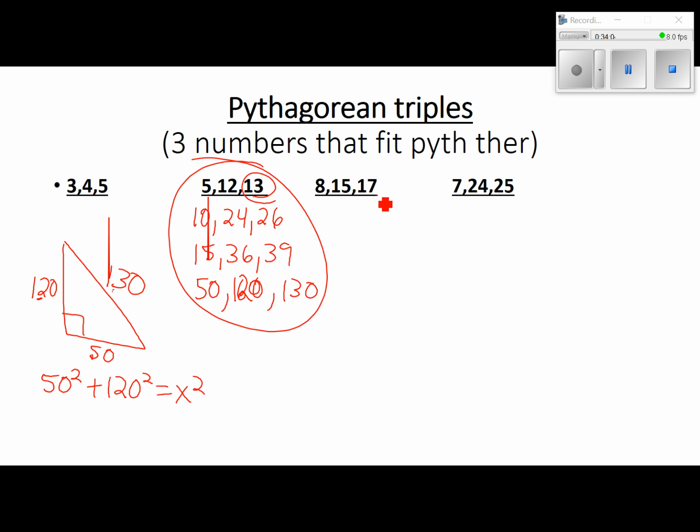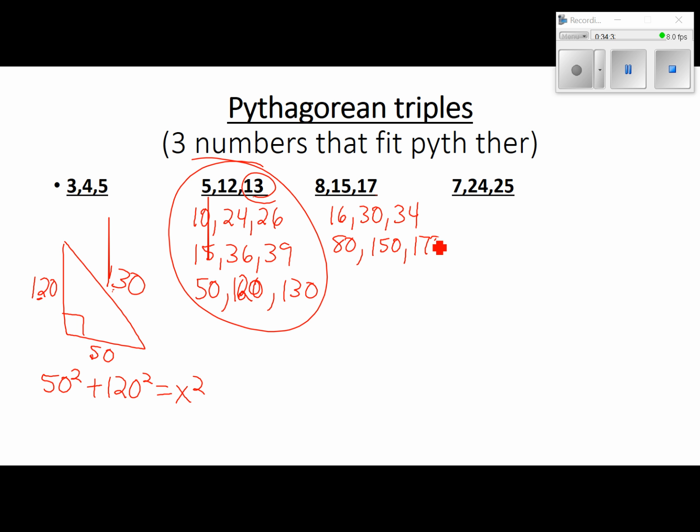Same idea on this one. 8, 15, 17 is another Pythagorean triple. If we doubled it, 16, 30, 34. If we times it by 10, 80, 150, 170. Those are all Pythagorean triples, and if you can remember them, and we just got done doing that one problem, then it'll cut down on some of your work.